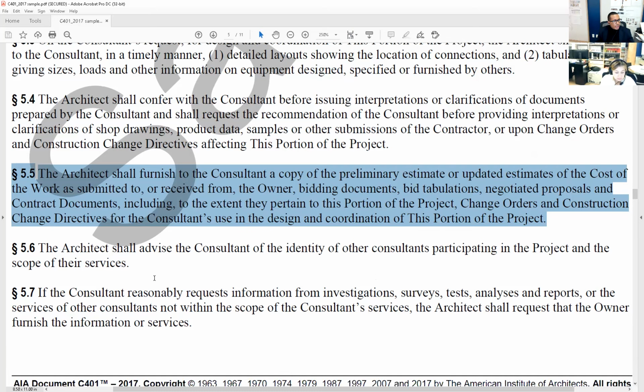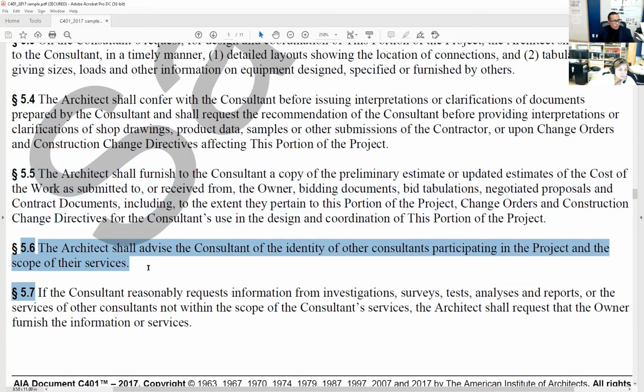So section 5.6, the architect shall advise the consultant of the identity of other consultants participating in the project and the scope of their services. You've got to let them know, hey, listen, there is such and such a specialty consultant that will be dealing with such and such, and it's kind of close to your project. I want you to know about them. Just like we stated at the top, what the other consultants are and any sub consultants that the consultant may have, we also advise them of anything that they should be aware of.